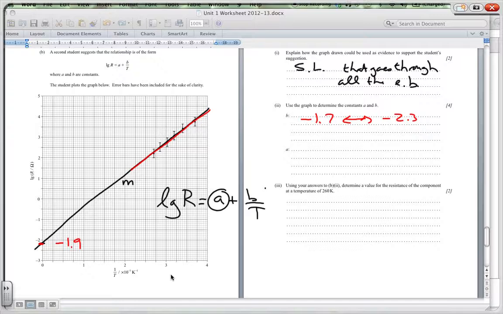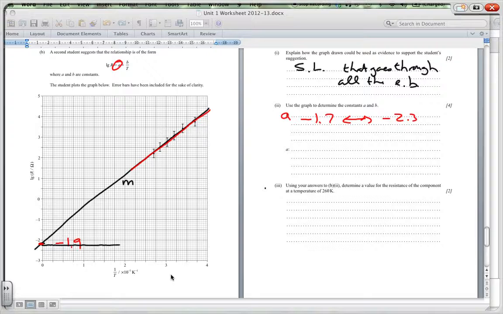Now, so that's actually looking at what I've just found. I've actually found a there. I found this value over here. Now to find b, you need to find the slope. So in finding the slope, you use as much of the graph as possible. So I would use the whole graph.